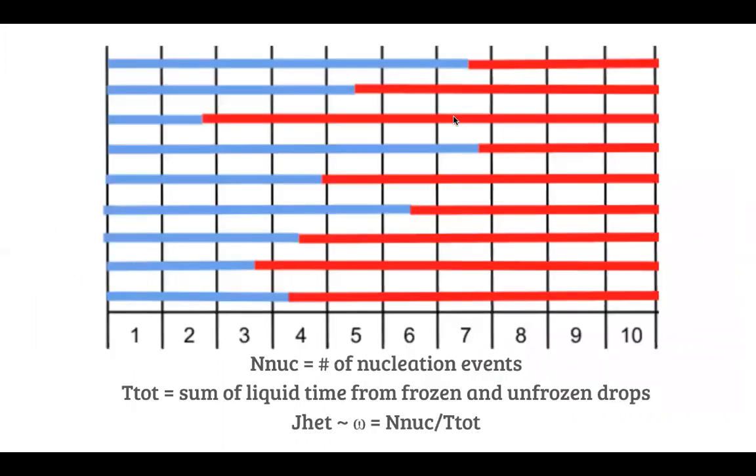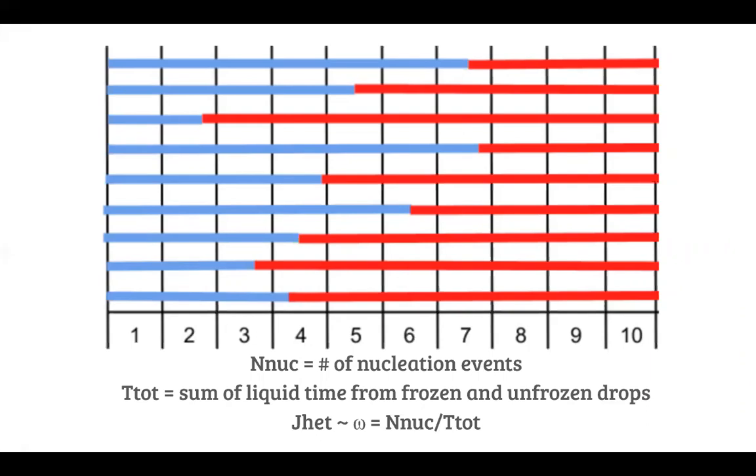This diagram is a visual interpretation of the data set. Each bar is representative of one droplet from the experiment. The blue portion of the bar indicates that the droplet was liquid, and the red portion signifies the droplet has undergone a freezing event. The numbers at the bottom of the chart represent increasing time bins of arbitrary units.